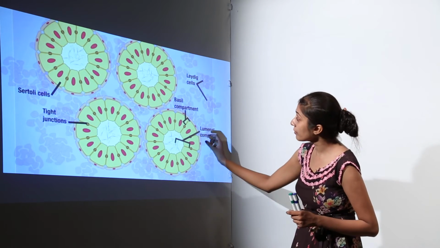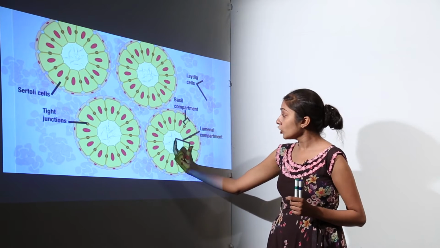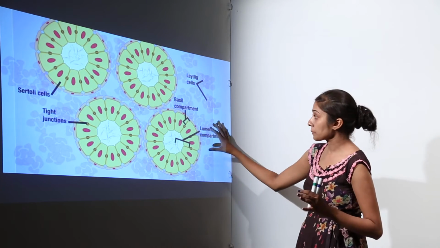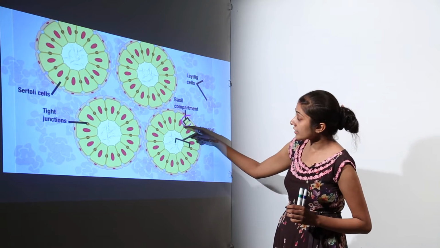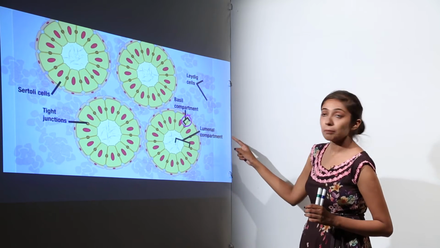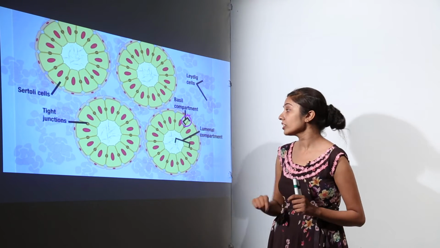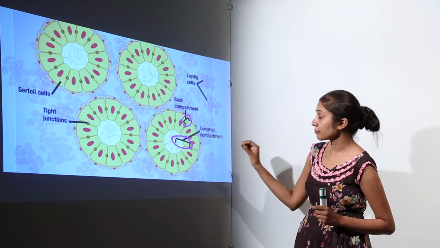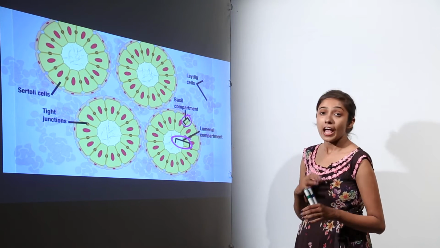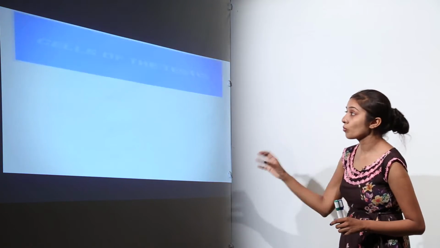So there are two compartments. This one till this junction is the basal compartment, and this is the luminal compartment, just based on this. So basal compartment means from here till the tight junction, and luminal compartment means from this tight junction till the lumen of the seminiferous tubules. So this is how the basal compartments and luminal compartments are there. And remember, inside the lumen of the seminiferous tubules, we have spermatozoa.